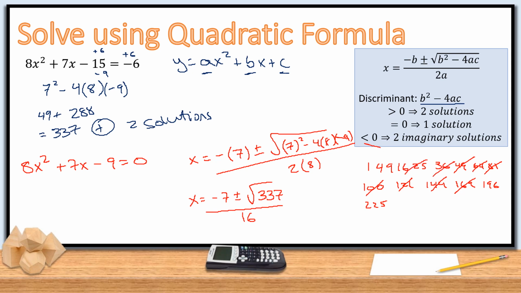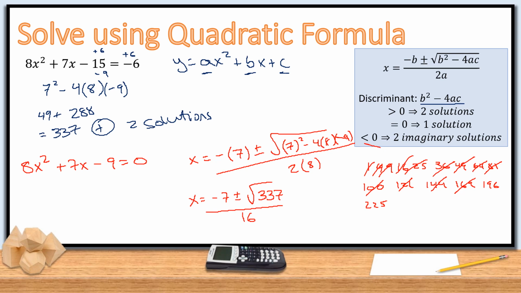So we're left with 16. 337 divided by 16. Nope. 337 divided by 9. No. 337 divided by 4. Nope. So none of the square numbers go into it, which means that this number is in simplest radical form already. So we're done at this point.